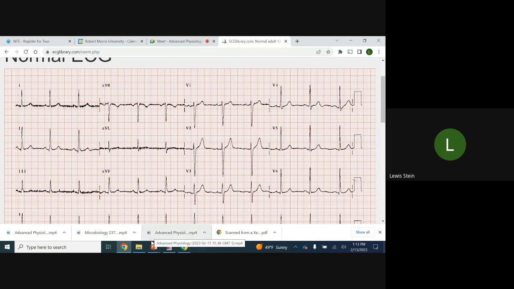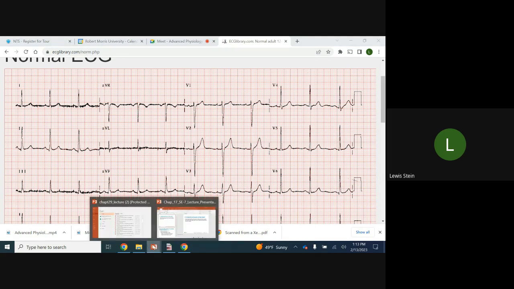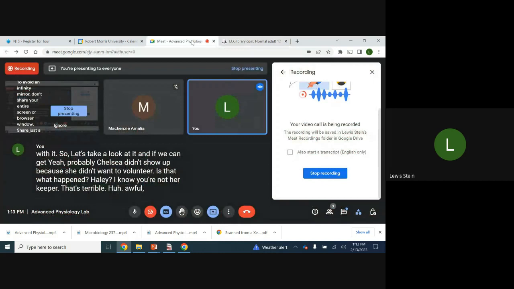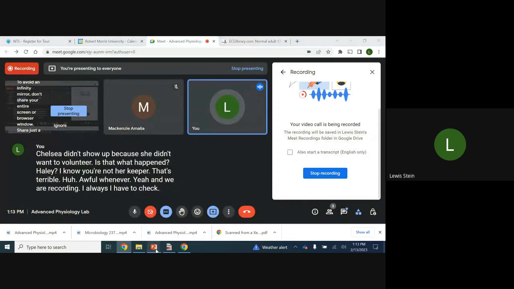So, let's take a look at it, and if we can get, probably Chelsea didn't show up because she didn't want to volunteer. Is that what happened, Haley? I know you're not her keeper. That's terrible. Huh? Awful. Let me look. Yeah, and we are recording. I have to check. All right, off we go.